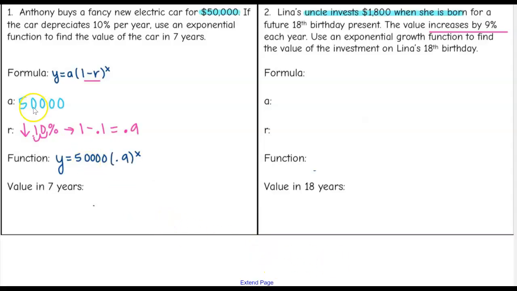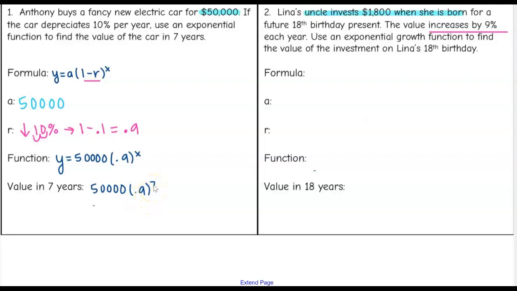So we're going to have 50,000, which goes in for A. This 0.9, which is the 1 minus the r, that's 0.9 here, and we're going to raise it to x. That's the function. So we can figure out whatever years we want to. But we know that it's 7. So we're going to plug in 7. 50,000 times 0.9 raised to the 7th.